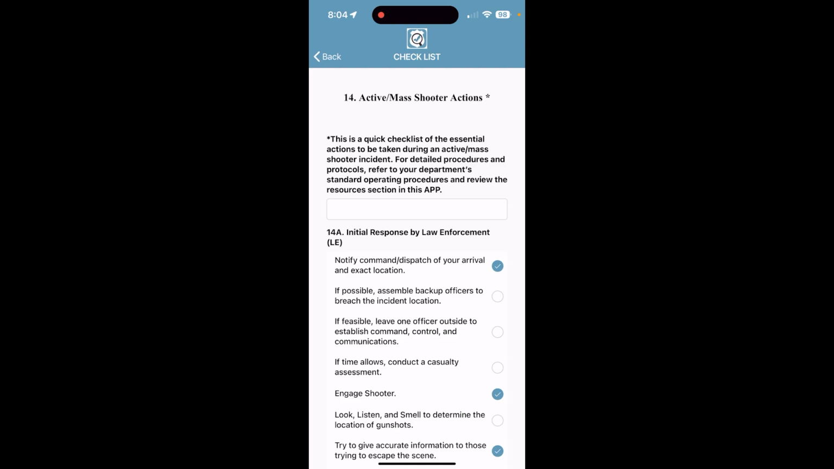For detailed procedures and protocols, you should refer to your department's standard operating procedures. And you can also review the resources section in this app that has more detailed information.